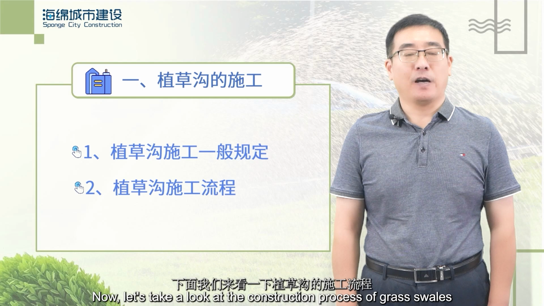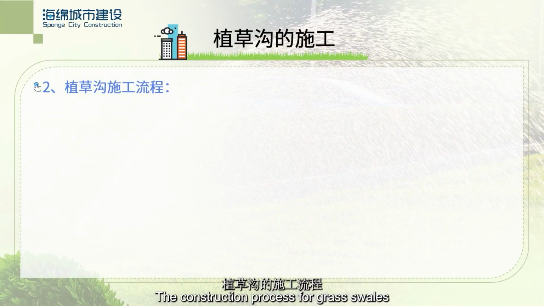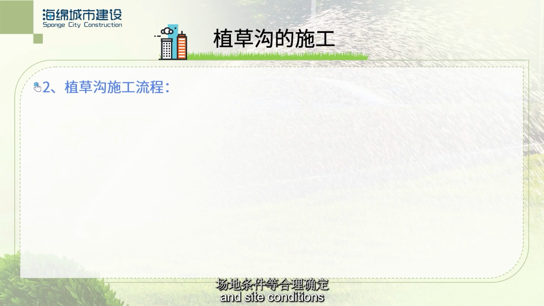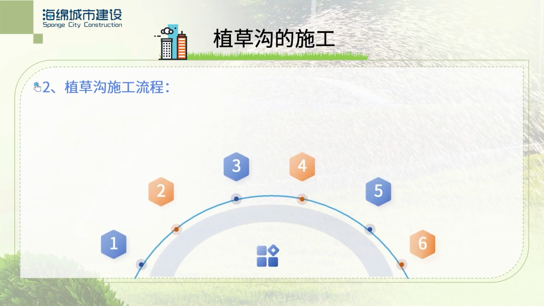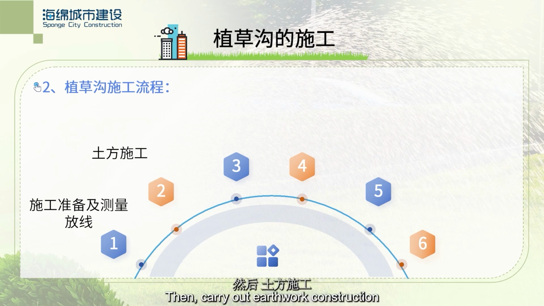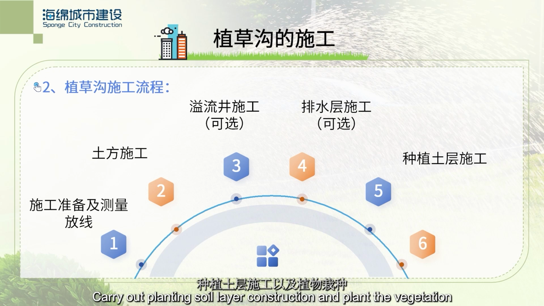Now, let's take a look at the construction process of grass swales. The construction process for grass swales should be reasonably determined based on the structure of the facility and site conditions. The general procedures are as follows. First, prepare for construction and conduct measurements and line marking. Then, carry out earthwork construction. Construct the overflow wells and drainage layer. Carry out planting soil layer construction and plant the vegetation.